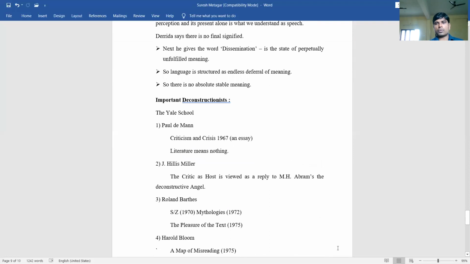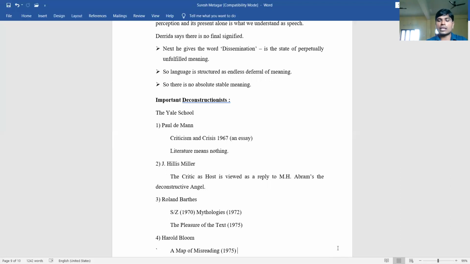We call some writers the Yale school. Felman is a very important writer of deconstruction. He has written Criticism and Crisis in 1967, an essay, and in that he speaks about literature as nothing. Literature means nothing, language means nothing, nothing means there is no meaning. Meaning comes only at a specific time to that specific person, and it changes again. If that person reads the same work after 5 years, that meaning changes because he is conditioned again. Language changes continuously. There is no fixed meaning for him.